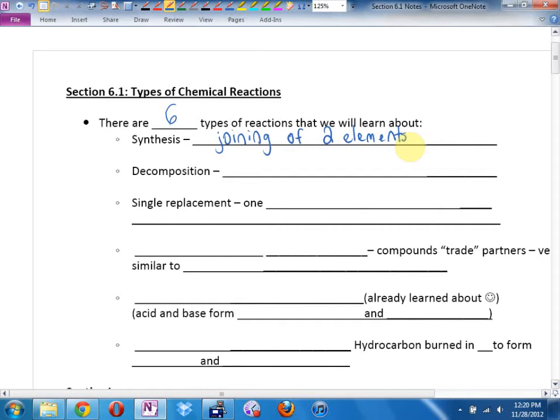Decomposition is the opposite of synthesis. That's when you take 2 elements and what do you think? If it's the opposite, what do you think decomposing would mean? Get rid of? Not quite get rid of, breaking apart. Break down a compound into elements.